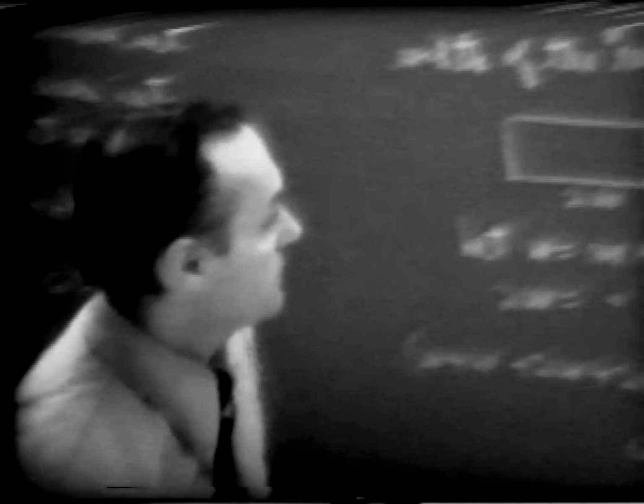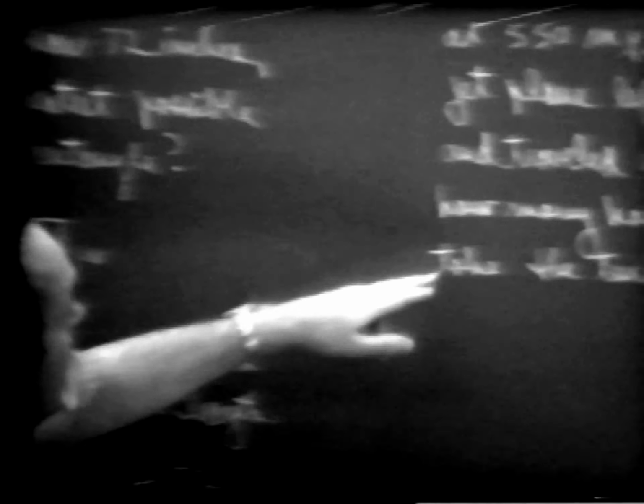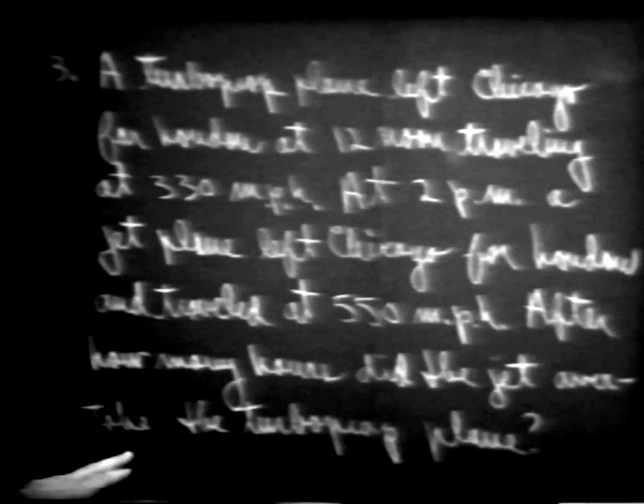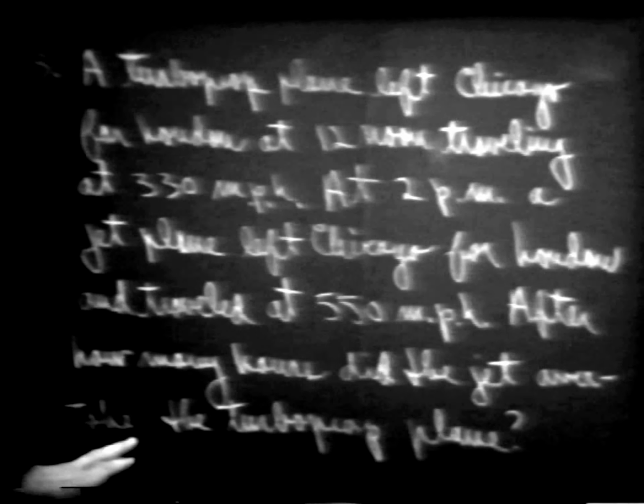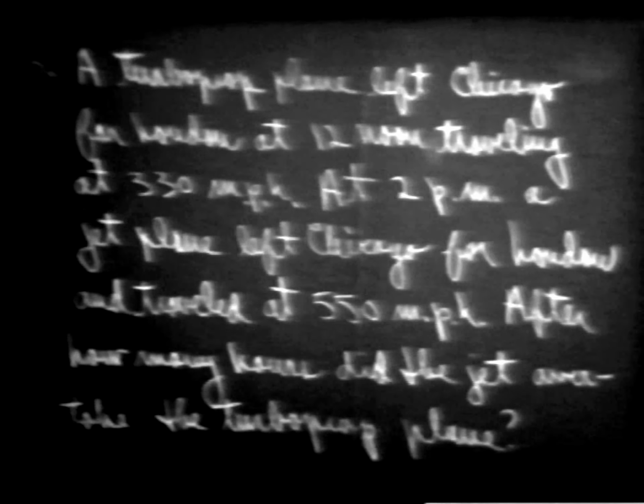Let's go on to the next example. A turboprop plane left Chicago for London at 12 noon, traveling at 330 miles per hour. Okay? At 2 p.m., a jet plane left Chicago for London and traveled at 550 miles per hour. After how many hours did the jet overtake the turboprop?